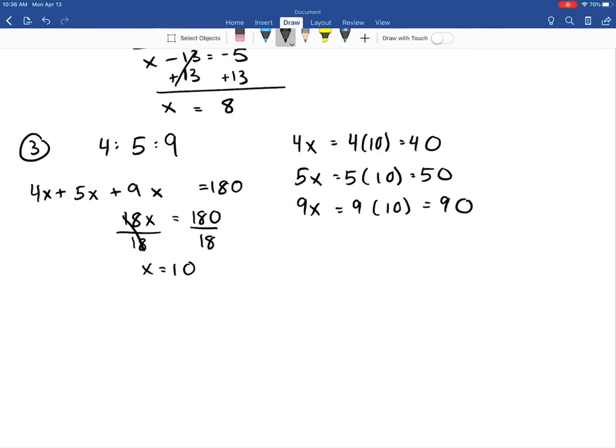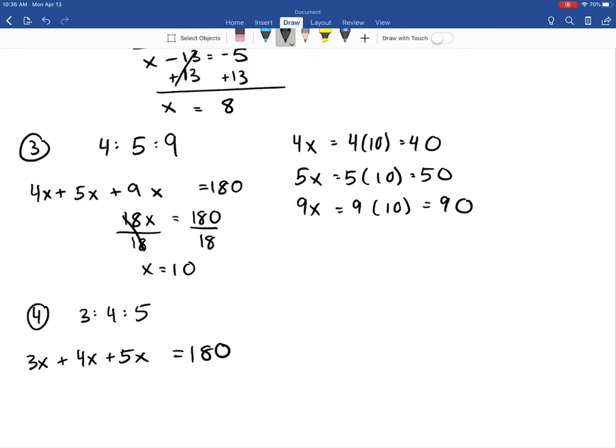Number 4. The measures of the angles of a triangle are in the ratio 3 to 4 to 5. Well, first thing I notice, 3, 4, and 5 do not add up to 180. So I'm going to start with the same steps I had before. I know that they have to add to 180. I have to multiply each of them by the same number and add them together. So I'm going to work through that.